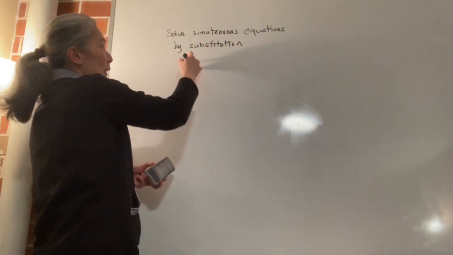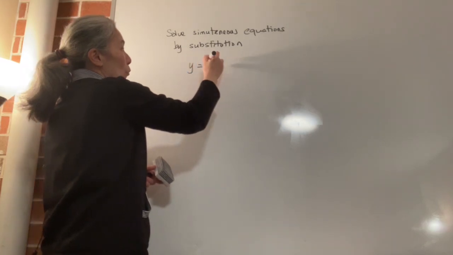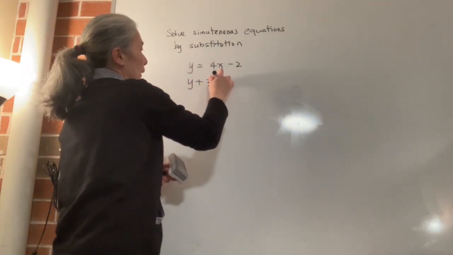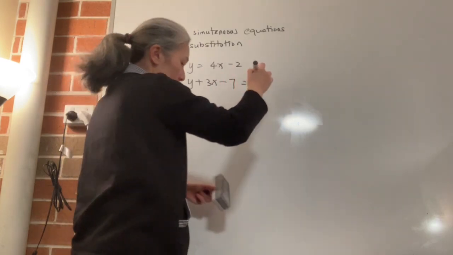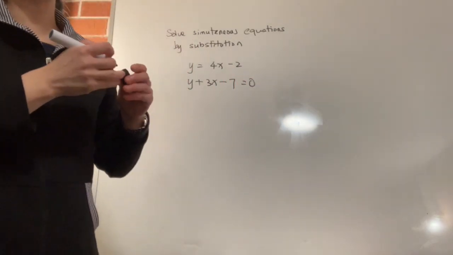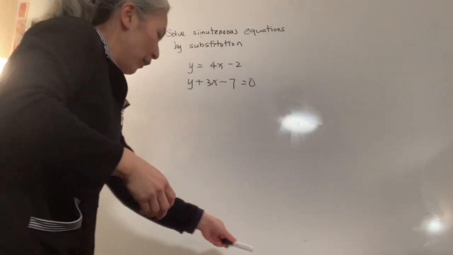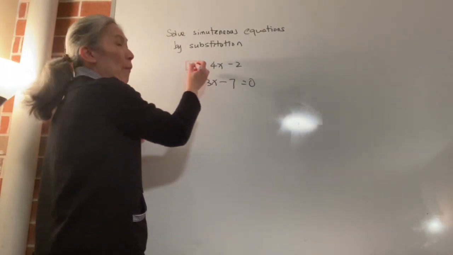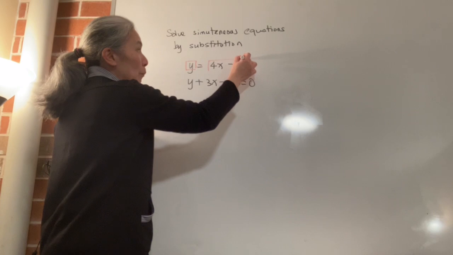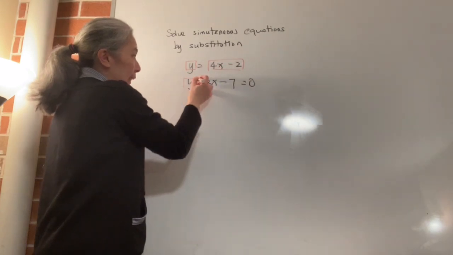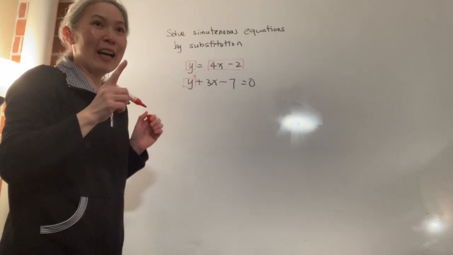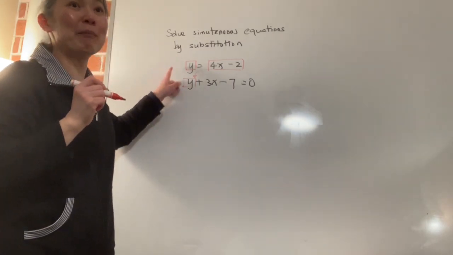Okay, I want to practice one question from last week. If I have y equal to 4x minus 2, y plus 3x minus 7 equal to 0, can you solve the simultaneous equations by substitution? So-called substitution, that means I want you to think about this as your box, and the y is here. So you are going to drop this thing into here. That is how you are going to think about the substitution method.